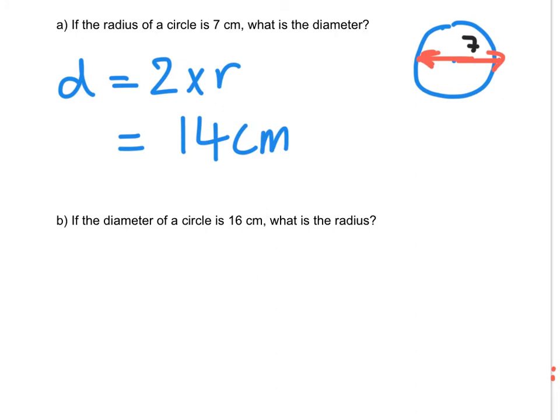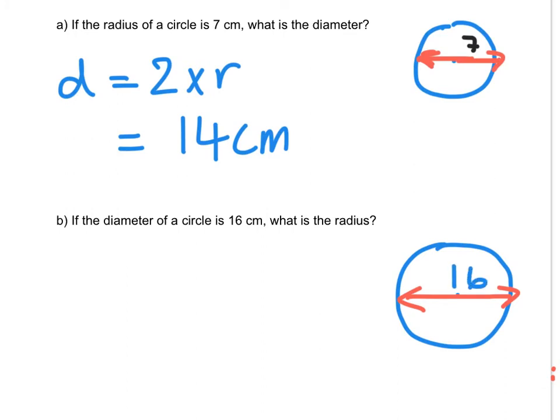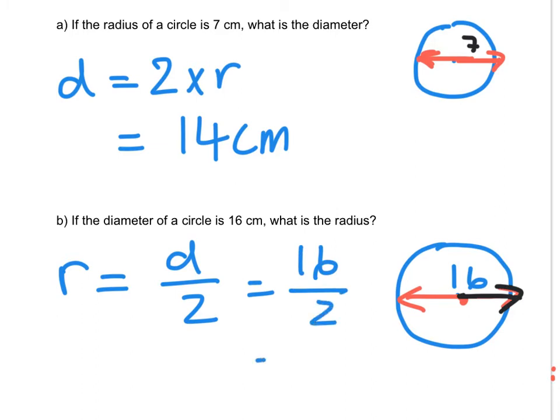Let's look at another example down here. The diameter in this case is 16. The diameter goes from one side to the other, 16. So what's the radius then? Remember, the radius just goes from the middle. The radius is just this part. We know that radius equals diameter divided by 2, which is 16 divided by 2, which is 8 centimeters. So remember to do that. If you need to draw out that picture, just to help you understand what you're doing, no problem.